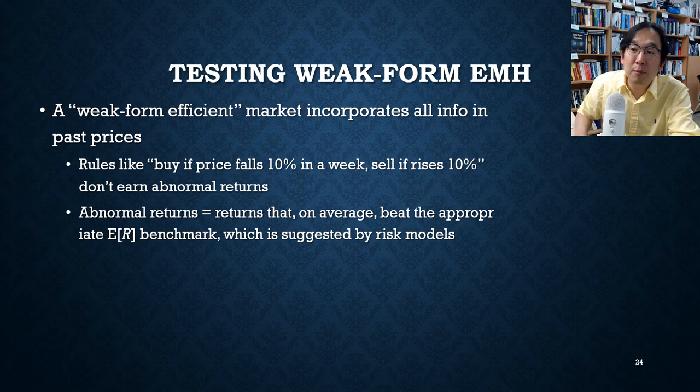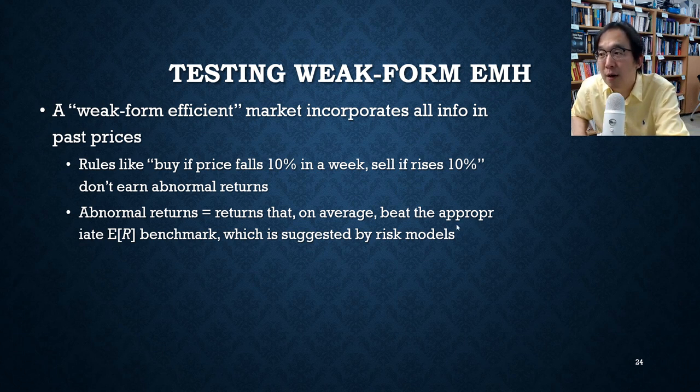And then the abnormal returns, what do you mean? Returns that on average, they're beating the appropriate discount rate benchmark, which is suggested by risk models. So easily put, the CAPM predicted models, right? CAPM benchmark returns and your realized returns, are they the same? The neoclassical finance guys say they are the same, so much so that when you subtract CAPM returns, nothing will be left. Abnormal returns will be 0. And that's what they precisely find.